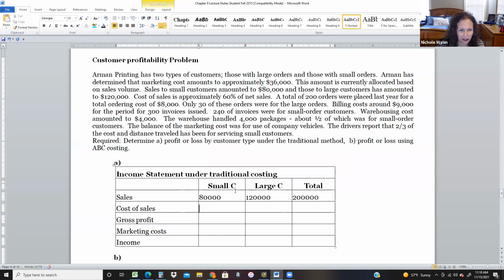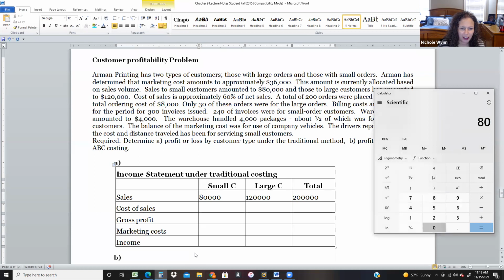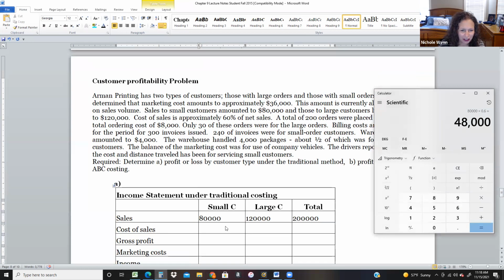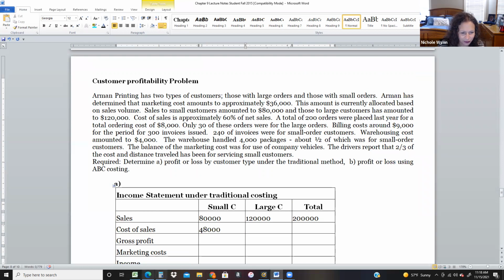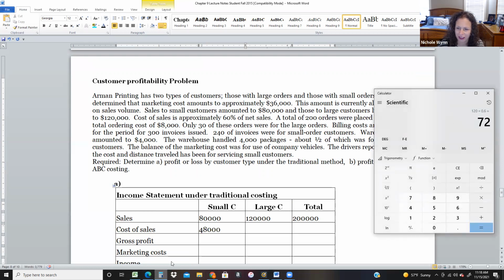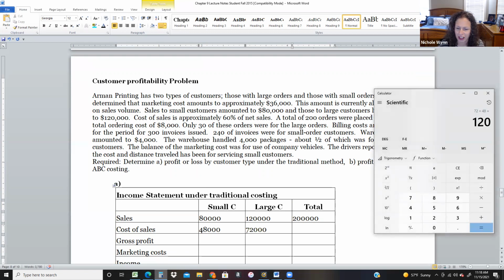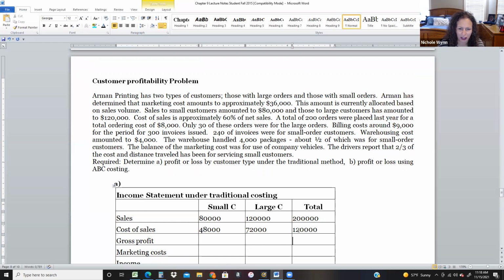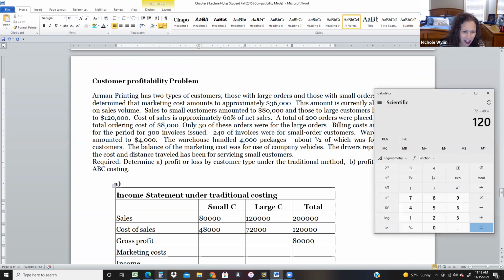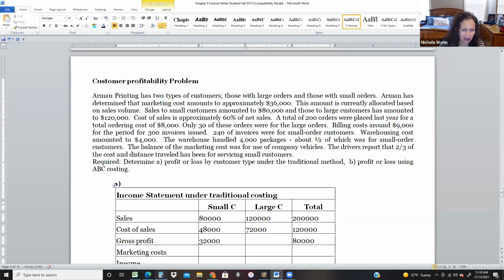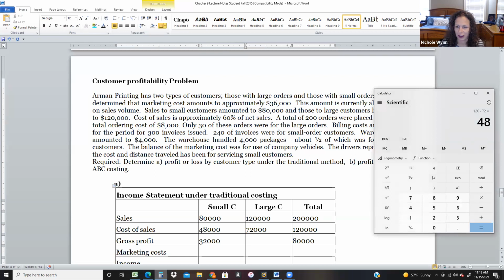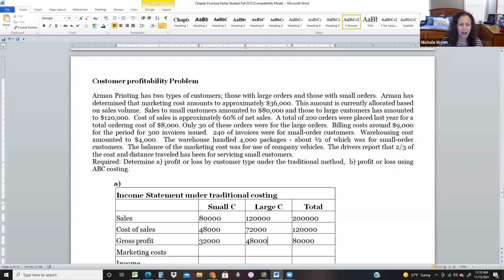And then it says cost of sales is 60% of sales. So 80,000 times 0.6 looks like this would be 48,000. And then 120 times 0.6 is 72,000. So 48 and 72 is 120,000, giving us gross profit of 80,000. 200 minus 120. Over here, 80 minus 48, 32. And 120 minus 72, 48. Okay, so marketing costs are 36,000.